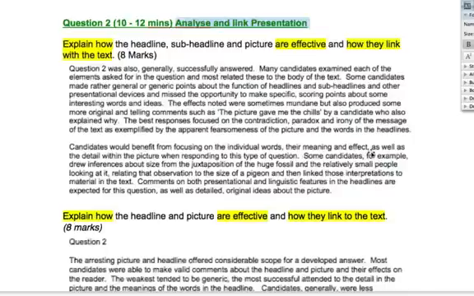Some candidates, for example, drew inferences about the size from the juxtaposition of the huge fossil and relatively small people looking at it, relating that observation to the size of the pigeon, and then linked these interpretations to material in the text. Comments on both presentational and linguistic features in the headlines are expected for this question, as well as detailed original ideas about the picture. So what that tells us is that whenever we're answering, we're always going to be saying something about the headline. In this presentational question, we're always going to be saying something about the headline, because as the chief examiner says here, they are expected.